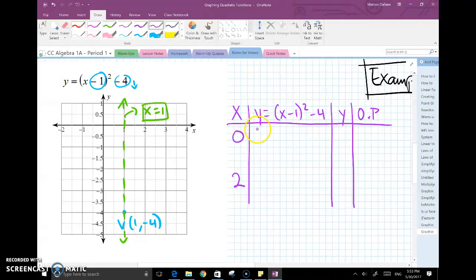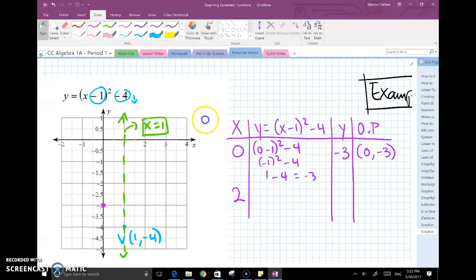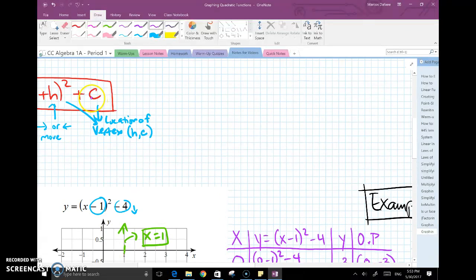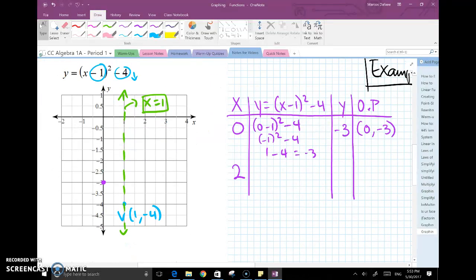So this is what happens. You get 0 minus 1 squared minus 4. That becomes -1 squared minus 4. -1 squared is 1. Subtract 4 and you get -3. So -3 is my output, and my ordered pair is 0, -3, which actually turns out to be our y-intercept. So 0, -3 would be right there. And that's another reason why I said earlier not to simply take the C number and make that your y-intercept when you're in vertex form. As you can see, it's not -4, it's -3.